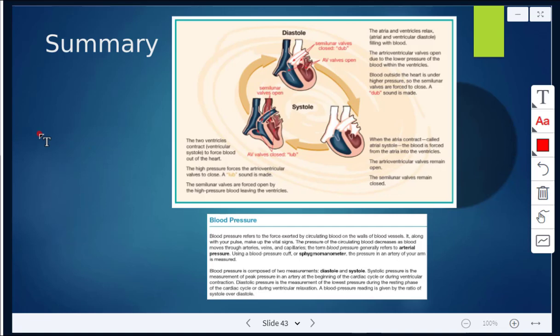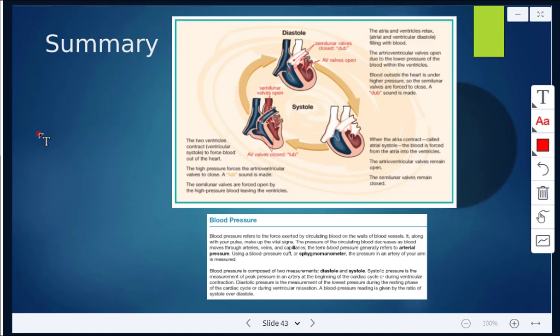All right, here we're just looking at blood pressure, which is the force exerted by circulating blood on the walls of blood vessels. So blood pressure as well as pulse makes up the vital signs. The pressure of the circulating blood decreases as blood moves through arteries, veins, and then to the capillaries. So the term blood pressure generally refers to arterial pressure, and it's measured using a sphygmomanometer, usually in an artery of your arm.